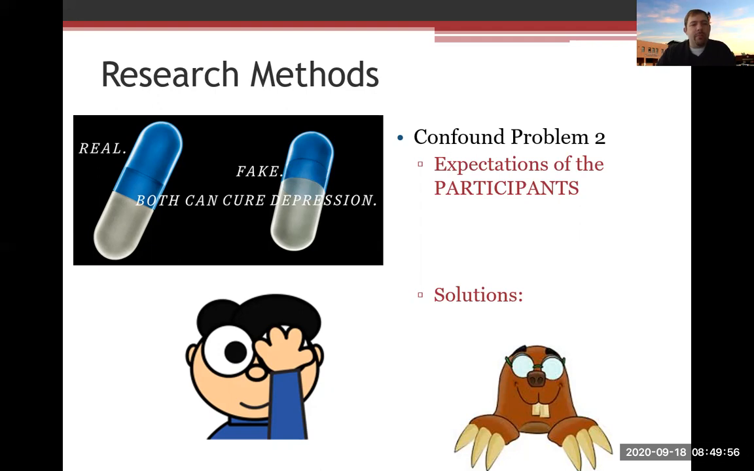People like to make other people happy. And so therefore, they will change what's happening. And sometimes it's consciously, sometimes it's unconsciously, to be able to please the experimenter and follow along with expectations. One real strong example of this is the placebo effect.